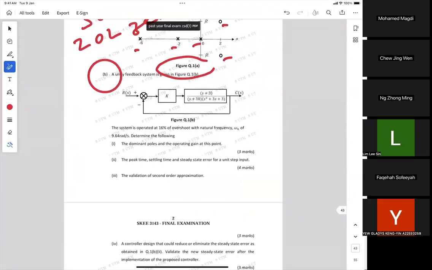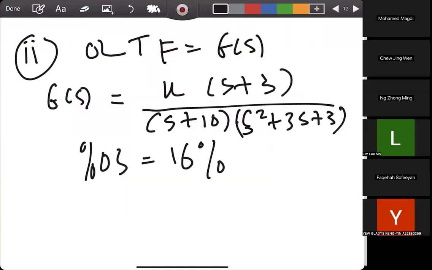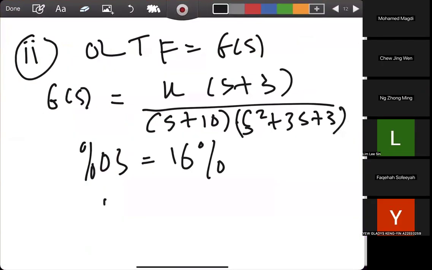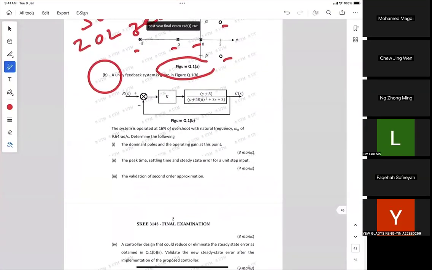Okay. And the system is operated at 60% overshoot. 60% overshoot. And what else? Omega n 9.64. Okay. The dominant poles and the operating gain at this point.